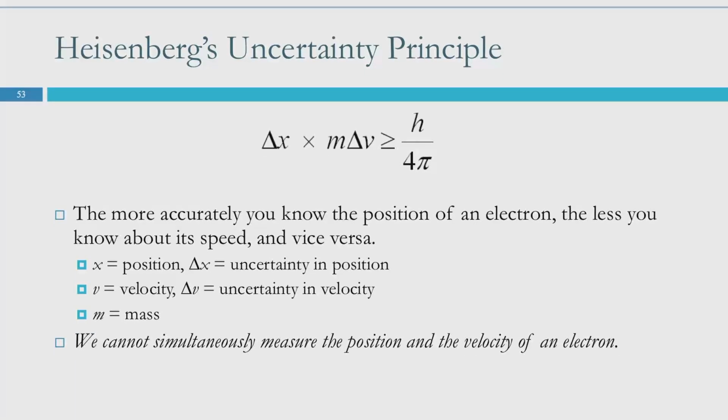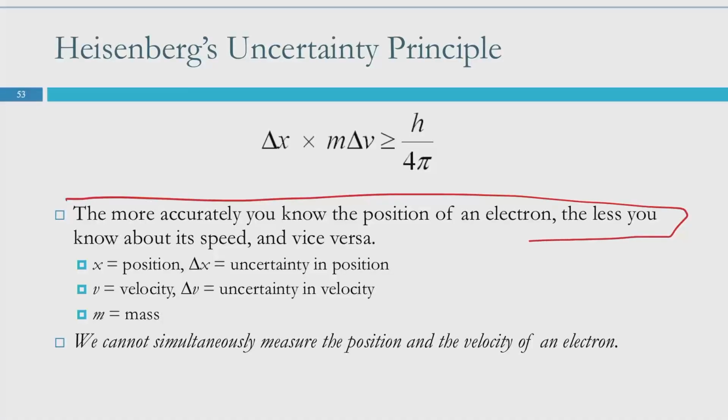So the more accurately you know the position of an electron, the less you know about speed, and vice versa. When it comes to electrons, you can either know where it is, or you can know how fast it's traveling, or you can be uncertain about both, with varying degrees in between. So the delta x is the uncertainty in the position, and then we've got m delta v, where m is mass and delta v is the uncertainty in the velocity.